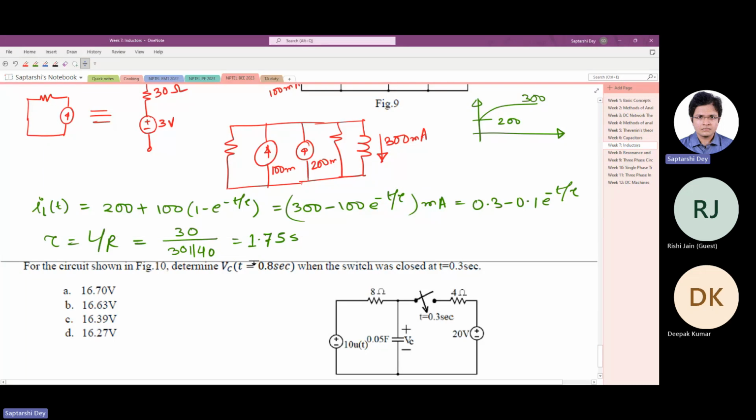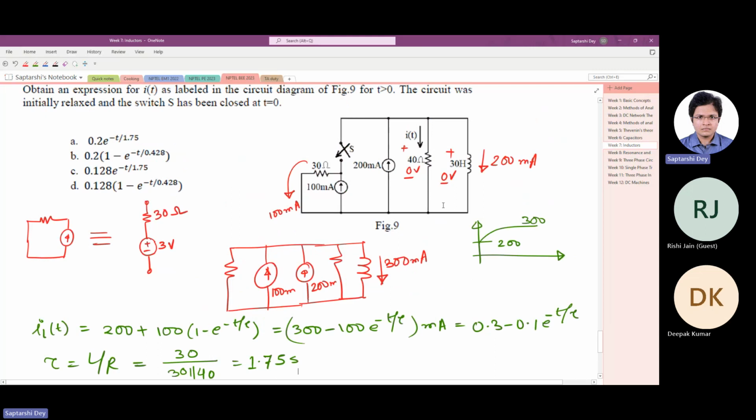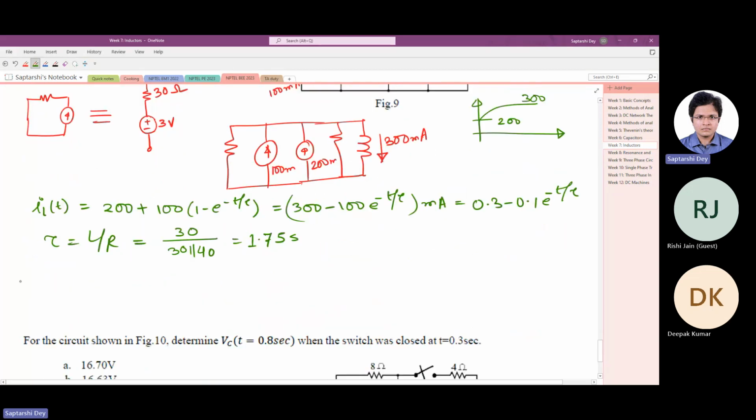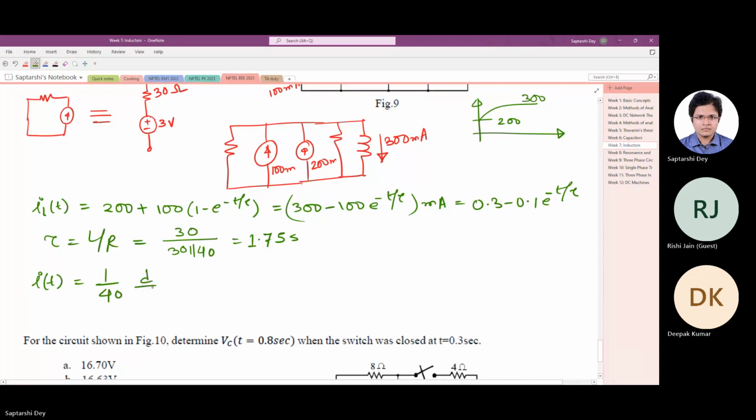Now we have got the inductor current. What we have to do is find out the inductor voltage, and the inductor voltage is nothing but the voltage across the 40 ohm resistance. So the current through the 40 ohm resistance will be that inductor voltage divided by 40. So we will directly write current through the 40 ohm resistance is 1 by 40, V is L di dt. So it is again 40 ohm, 40 Henry. It was 40, oh no, 30 Henry.